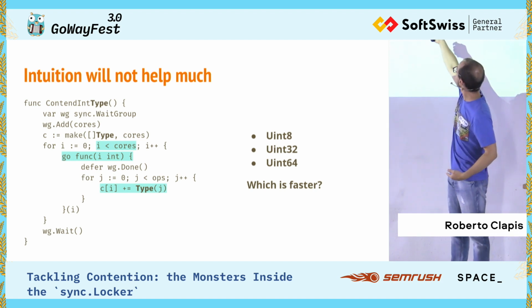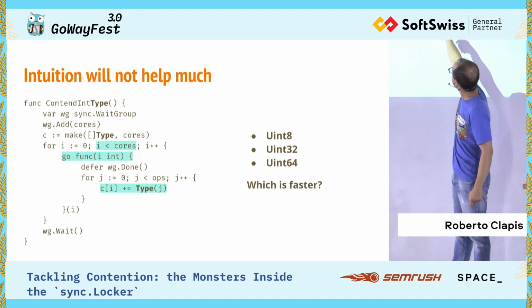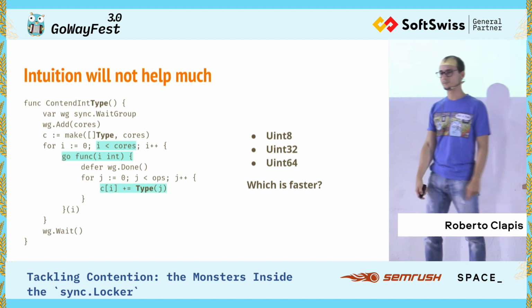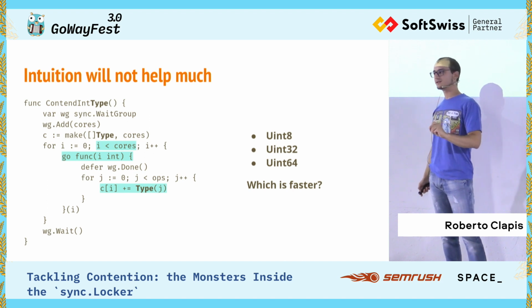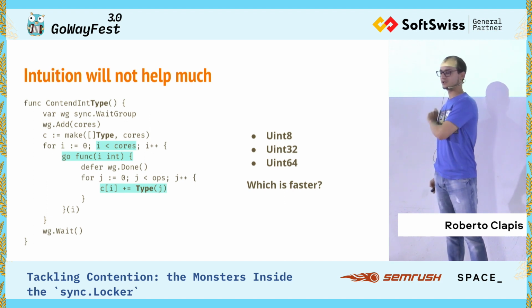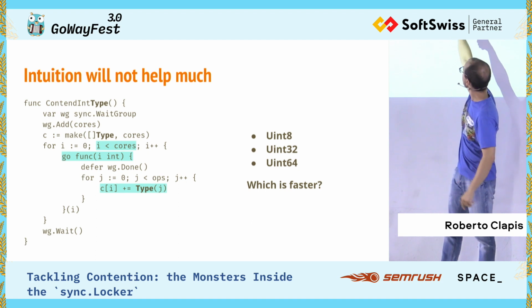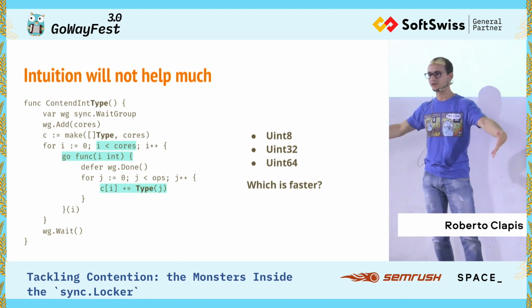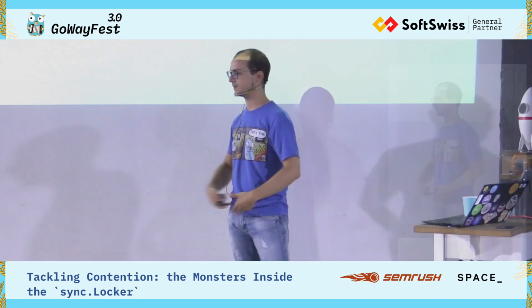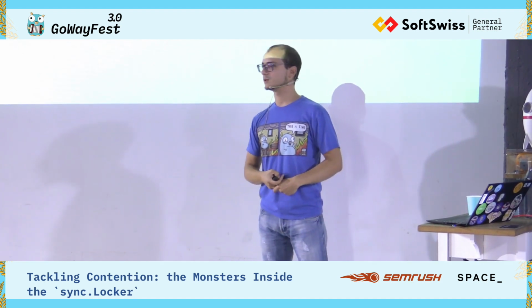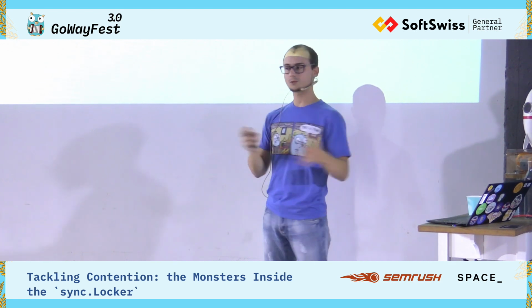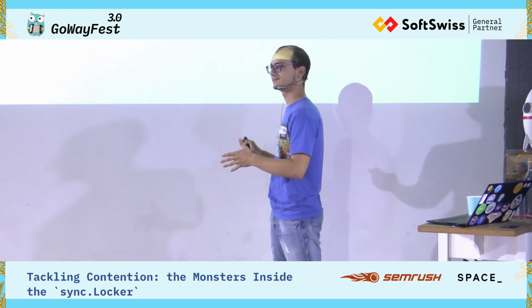And I use 3 different types: uint8, uint32, and uint64. One of the coroutines is going to write 8 times more than the other. So this one is writing 8 times more than this, because it's more bits, it's bigger data. So which one would you say is faster? The one that writes less, or the one that writes more?